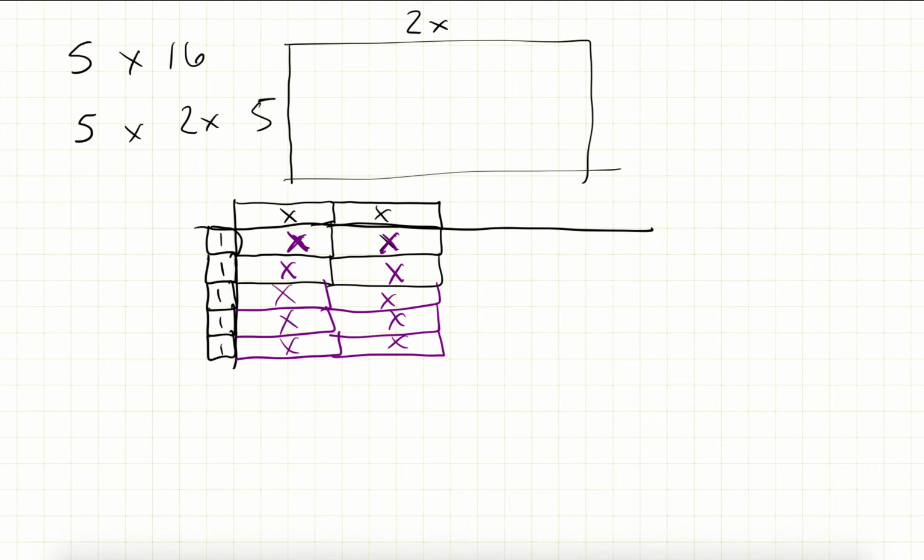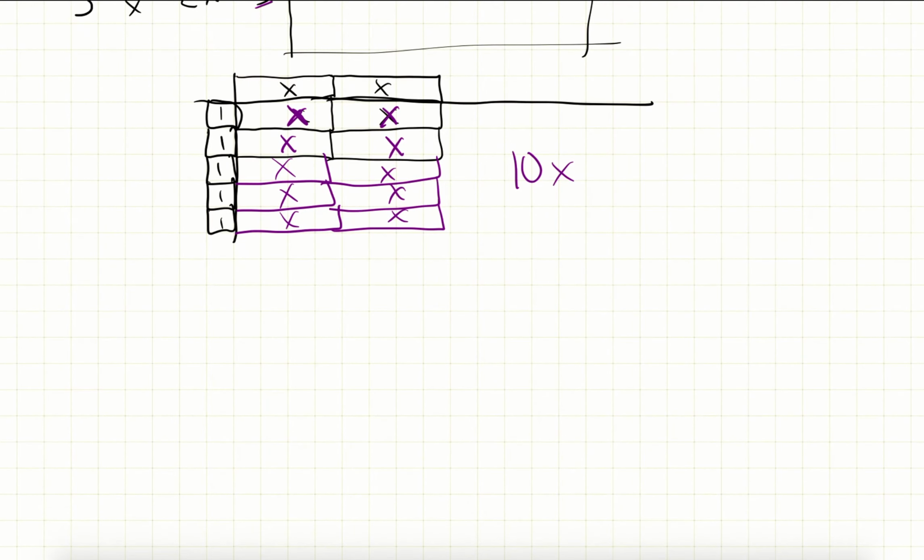And then I can say, how many x's do I have? I have 10 x's. Okay, so here I have my 5 and my 2x. I know that 5 and 2 is 10 times x. So I have 5 times 2x. Again, I can't do that in a calculator, but I can still use my area model.